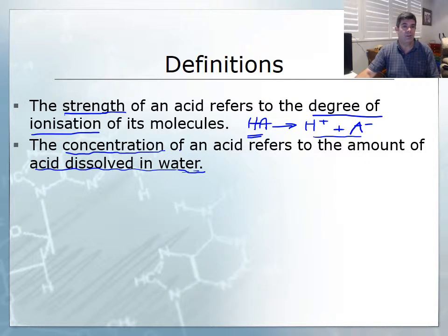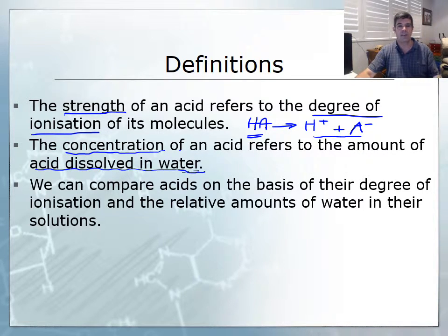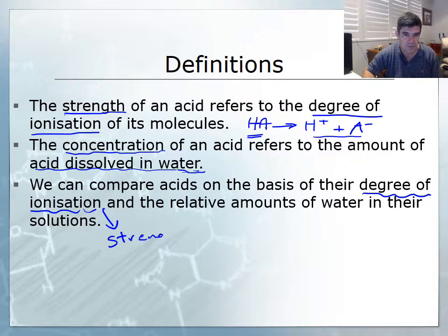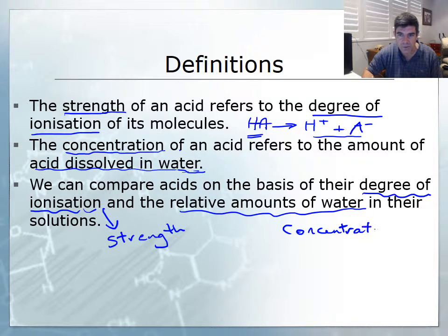So when we've got these two concepts of strength and concentration, we can compare acids and also bases on the basis of the degree of ionization and the relative amounts of water in the solutions. The degree of ionization is related to the acid strength, so that's related to strength. And the relative amount of water is related to concentration. Of course, we will come back and have a look at that in a little more detail in just a moment.